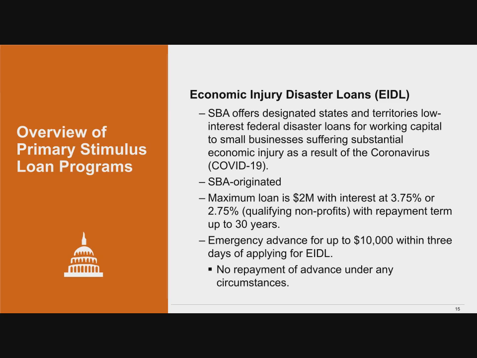Interest rates are 3.75 for small business. $2 million is the maximum loan amount. And no repayment for the advance. So it's basically a grant, a $10,000 grant. Loan payments on this one are not due for 1 year. And because this is a direct loan from the government, it's not lender driven. We can be very, very flexible when it comes to this program.